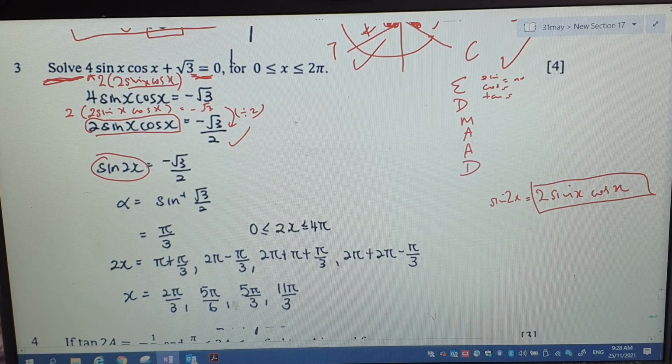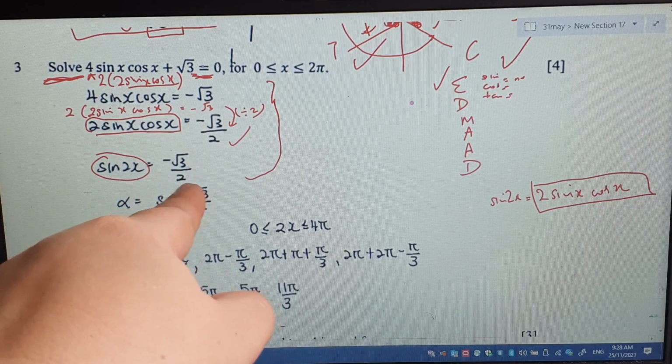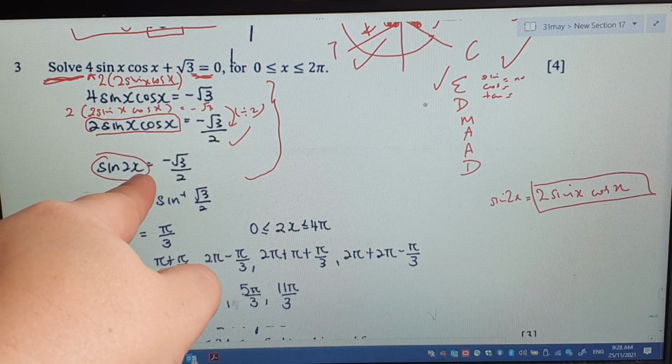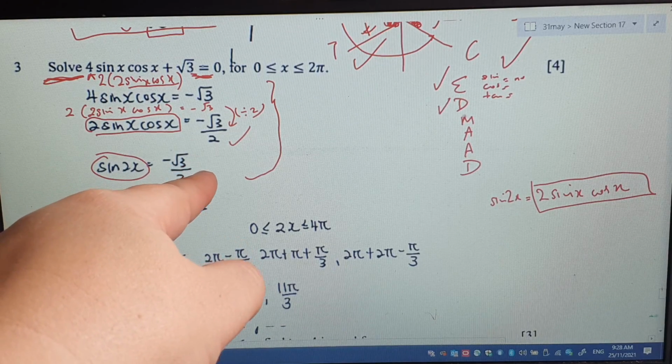As I was saying, this whole step here is actually the equivalent form. So now we have sine 2x equals to this, right? We have sine of something equals to a number. Okay, now after this, we can do the domain already.